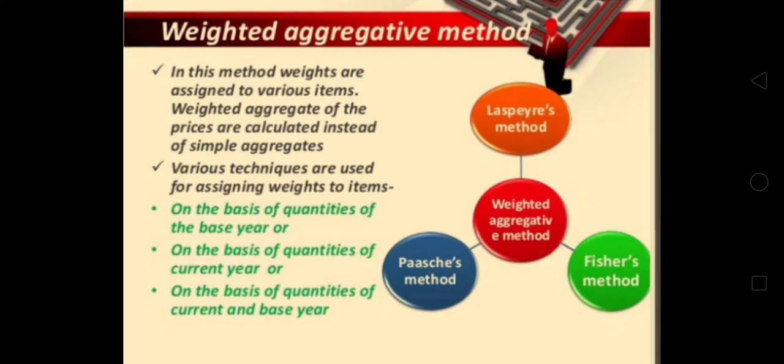Okay, the weighted aggregative method. It has different methods. Number one is Laspeyres, Paasche's and Fisher's method. Means the second one, weighted aggregative method, has three methods. First one is Laspeyres method, Paasche's method and Fisher's method.